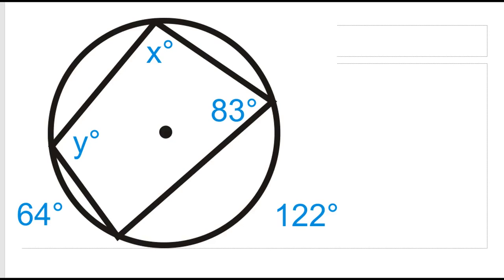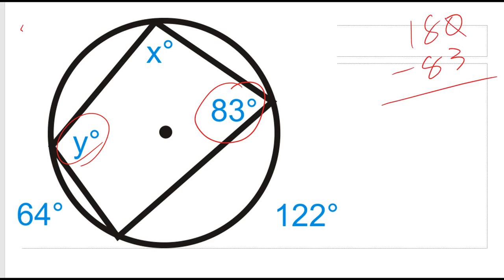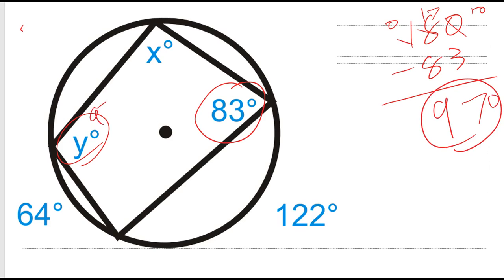Alright, in this problem, like I said, always go with what you know and what you need to know. So I'm just going by here what I think we should do. This is 83. This is Y. There's opposite angles. So we should probably take 180 minus 83 because those are supplementary. So 10, 7, 17, so 7. So we get 97 for Y.